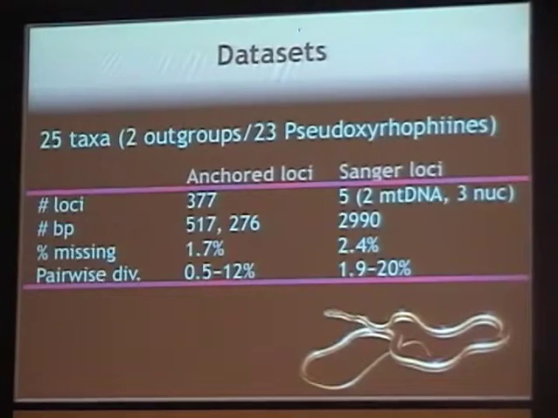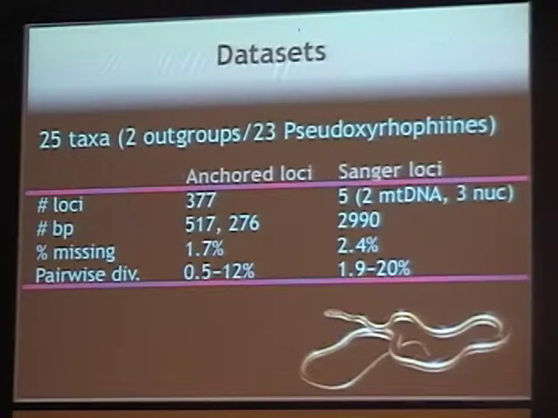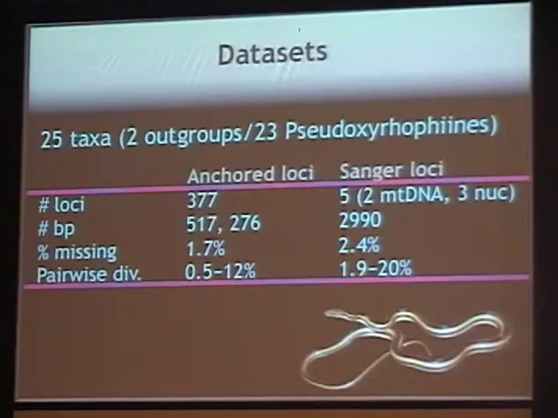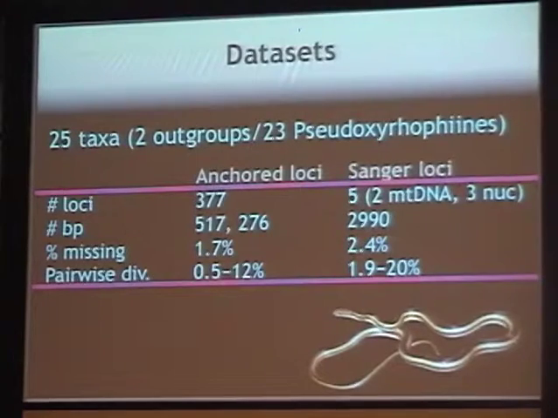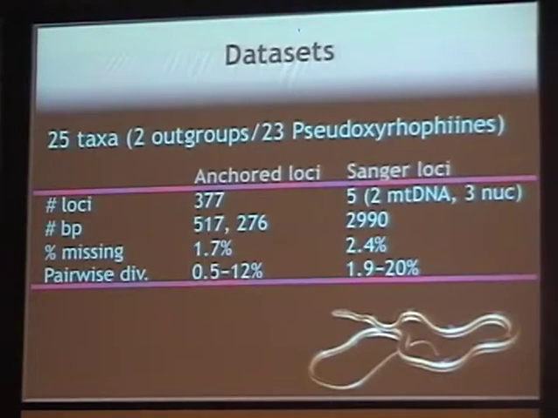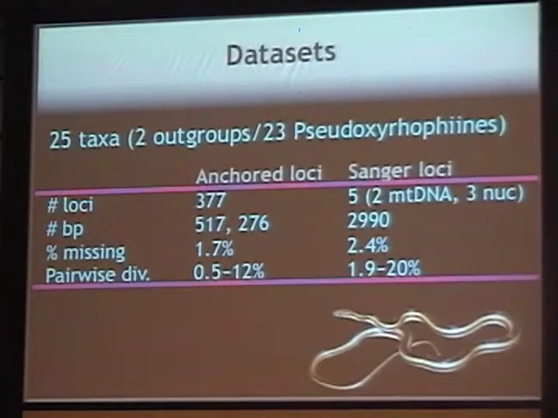If we see how this breaks down, the number of loci for the anchored data set is 377, so almost 400. The Sanger is 2 mitochondrial genes and 3 nuclear genes. The number of base pairs is 500,000 versus just under 3,000. The percent missing data is pretty comparable, about 2% for both. And then the pairwise divergence, if you take a look at how different or how informative the genes are, ranges from a little less than 1% all the way up to about 12% for the anchored loci, and for the Sanger loci, about 2% to 20%. So those mitochondrial genes, CO1 and CYTB, are really pushing the pairwise divergence up for the Sanger data set.